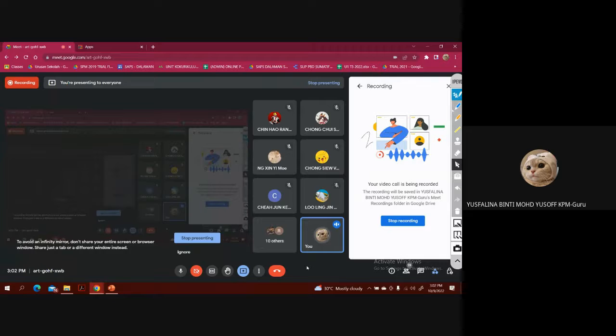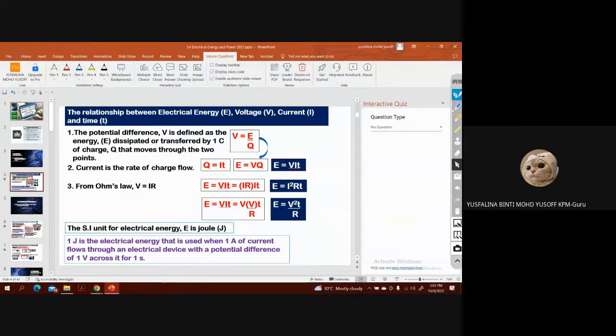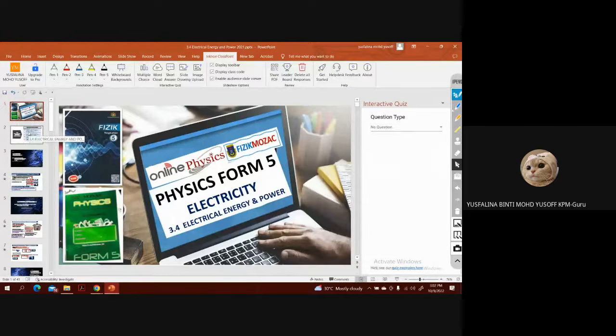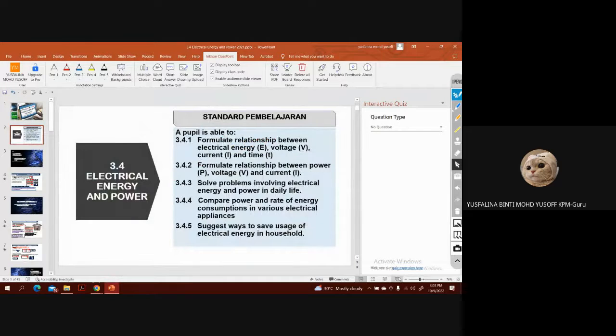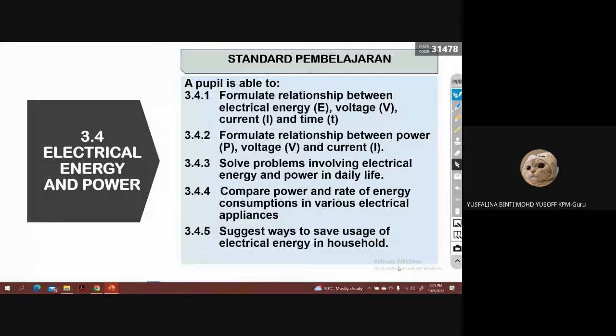So today we will continue for 3.4. After this, we'll go to chapter 4, 4.1 next week. And for the exam, the topic that will come out is until 4.2. But if there are any changes, I will let you know, because our exam starts on 21 November. So let's see 3.4.